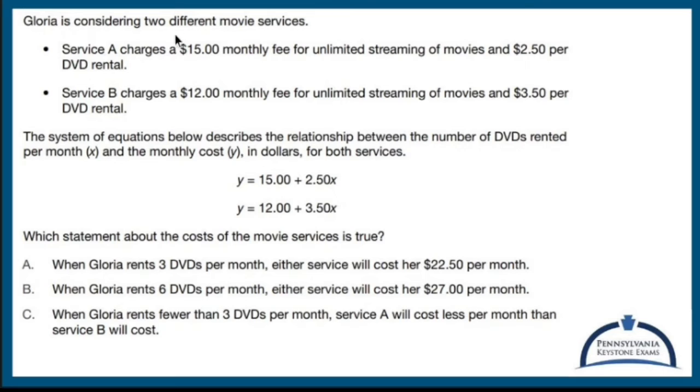Gloria is considering 2 different movie services. Service A charges $15 monthly for unlimited streaming of movies and $2.50 per DVD rental. This is an old test. Service B charges a $12 monthly fee for unlimited streaming of movies and $3.50 per DVD rental. The system of equations below describes the relationship between the number of DVDs rented per month and monthly cost. Which statement about the cost of the movie services is true? So only A, B, and C here.